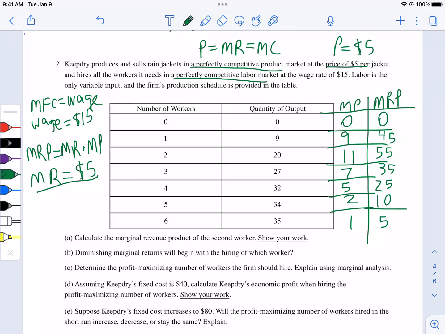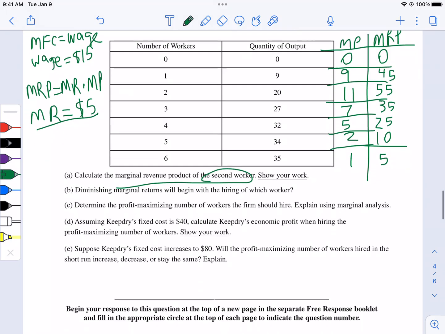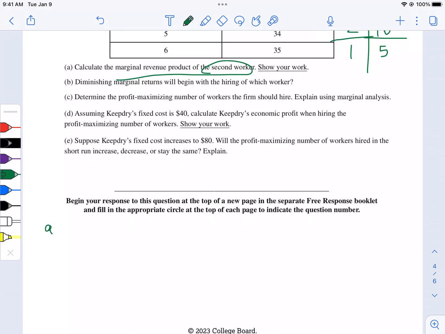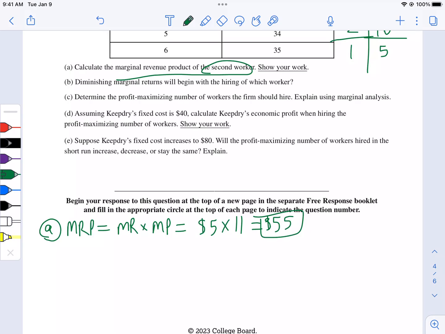So what is the marginal revenue product of the second worker? Well, that would be the second worker, and his marginal revenue product is 55. So for the answer for A, you would say marginal revenue product is equal to the marginal revenue times the marginal product, and that is equal to 5 times 11, which is equal to 55. Okay, that's all you have to put for A. Part B.